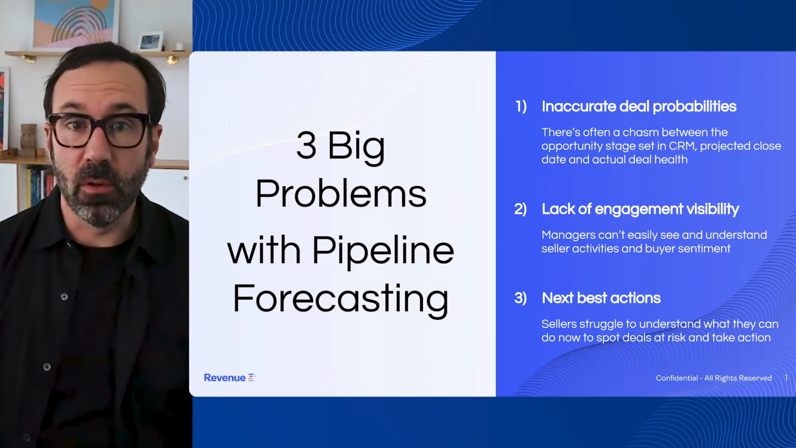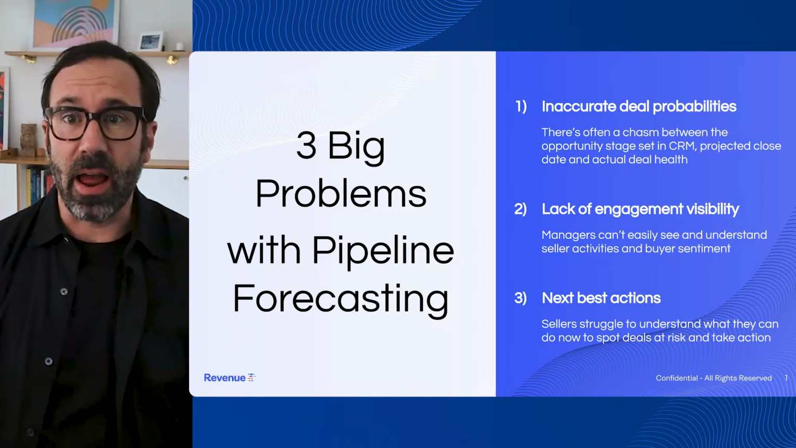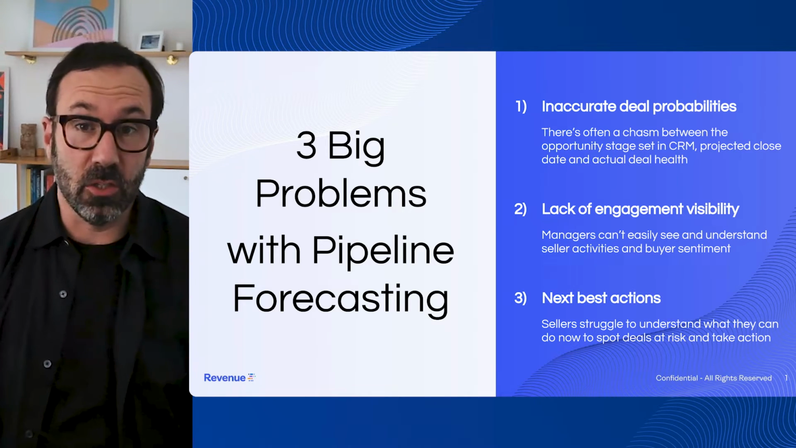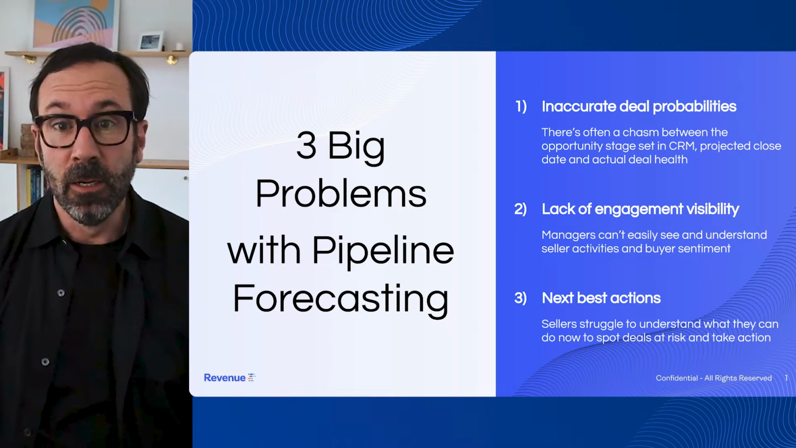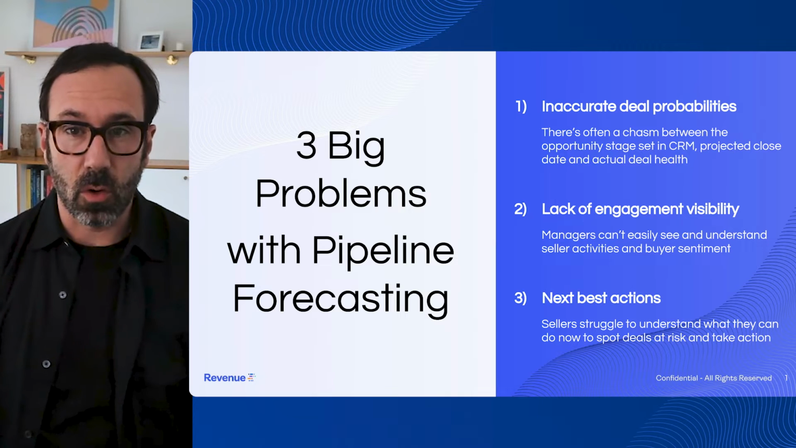Today I'm talking about forecasting, making sure you can trust your number. So, the big three problems with pipeline. First off, how do I trust my deals? Do I have inaccurate deal probabilities? Can I trust the numbers that my reps are stating? How does that impact the number that we're likely going to hit this quarter?